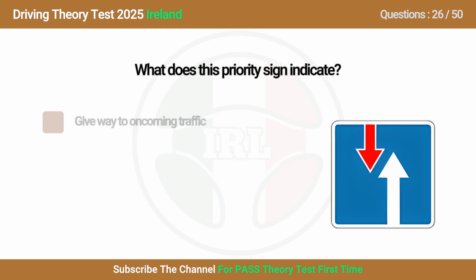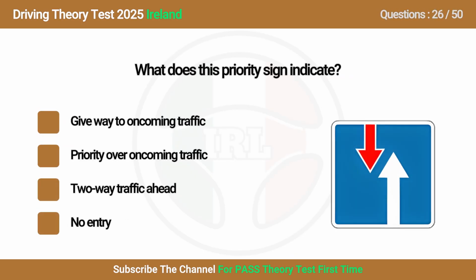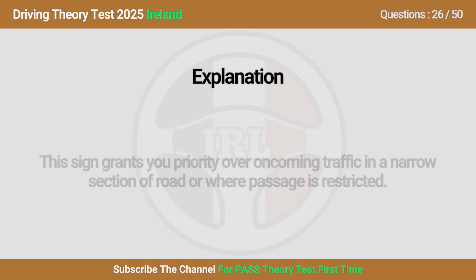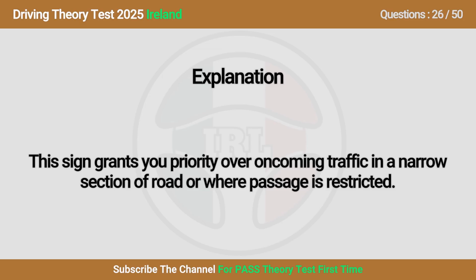Question 26. What does this priority sign indicate? A. Give way to oncoming traffic. B. Priority over oncoming traffic. C. Two-way traffic ahead. D. No entry. Answer is B. Priority over oncoming traffic. This sign grants you priority over oncoming traffic in a narrow section of road or where passage is restricted.